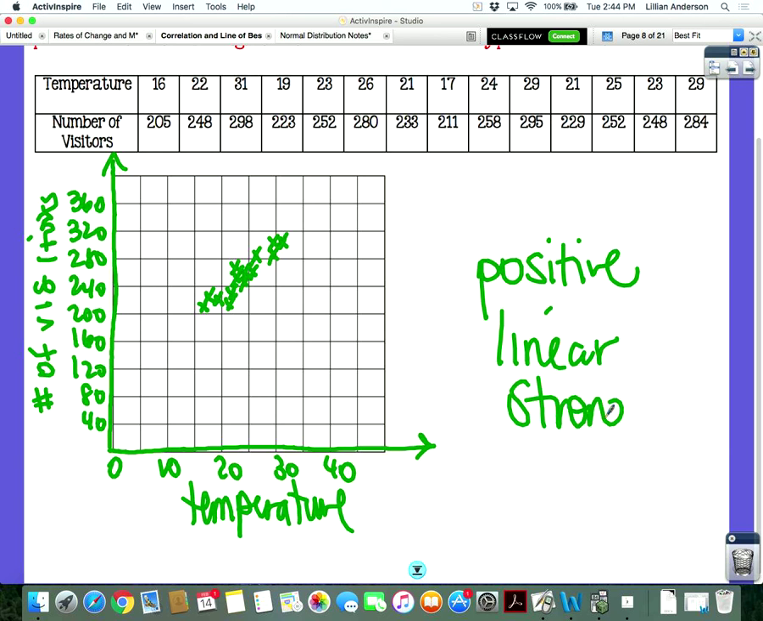Like a little zigzag, right? Yeah, like a little zigzag. Do that, that's fine. Just make sure that you don't start 200 right there.